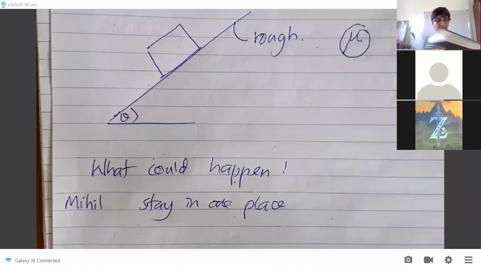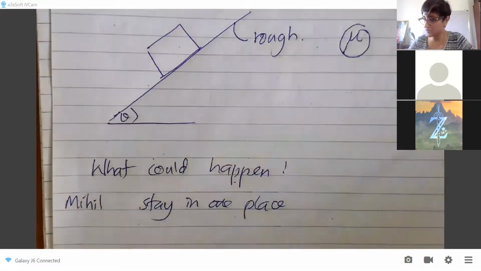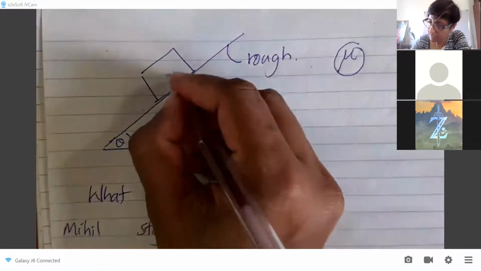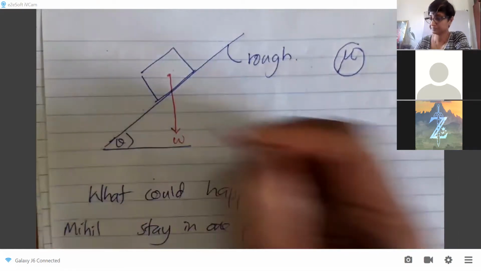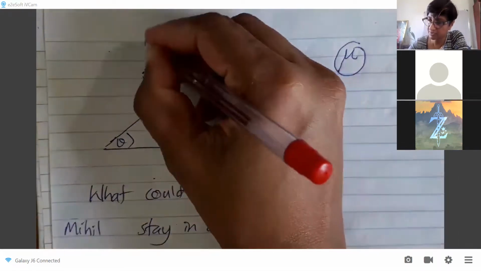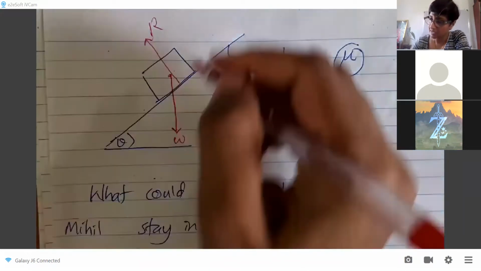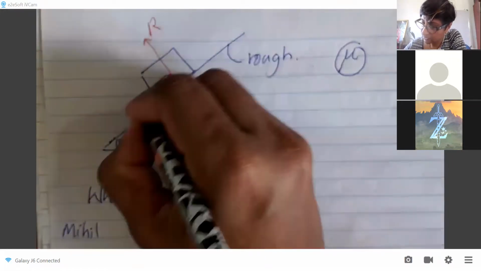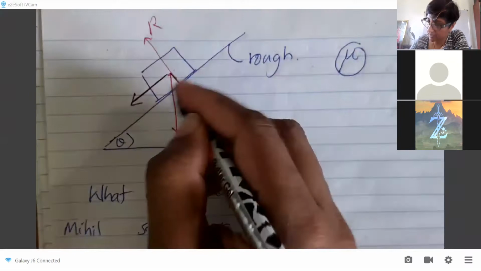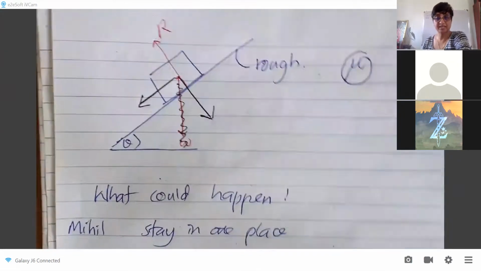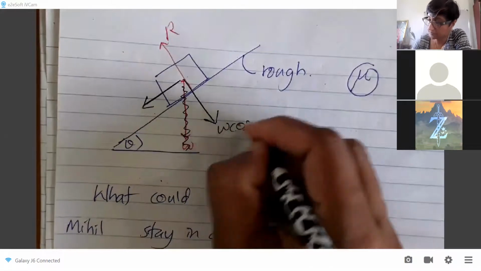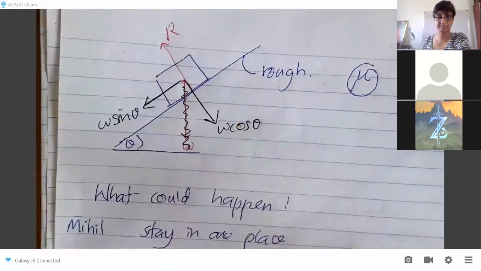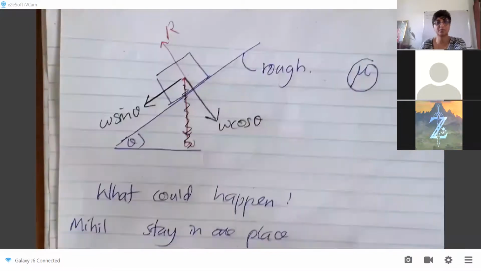But that's one option. It's not moving. What can you say about the forces? For it to stay, these are balanced forces. So what are the forces acting here? Weight acting down. Let me mark the normal reaction also. Normal reaction acting up. And let me replace weight with W cos theta and W sin theta. Also, what else do I have here?